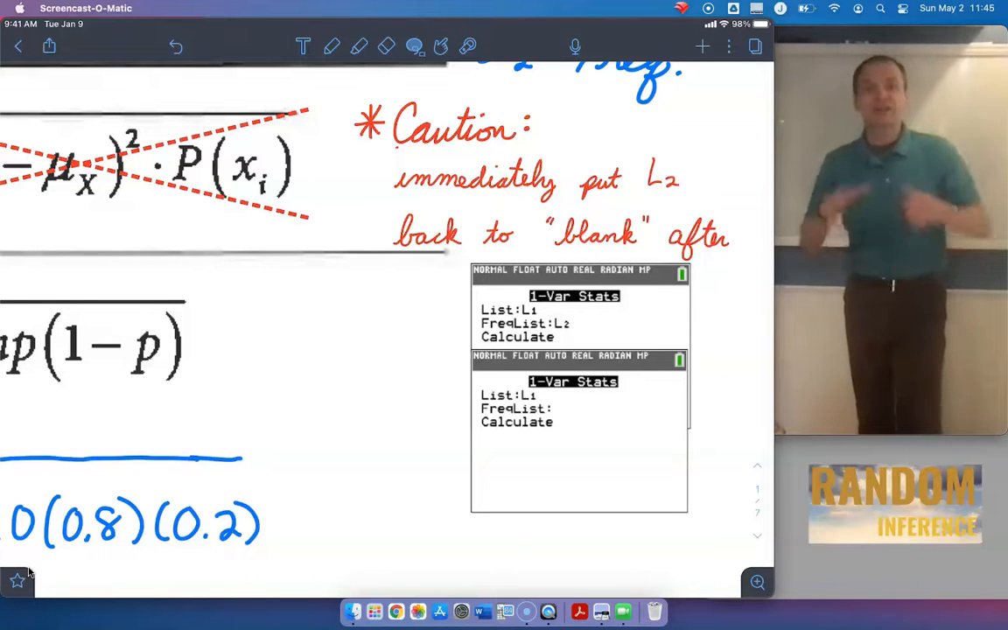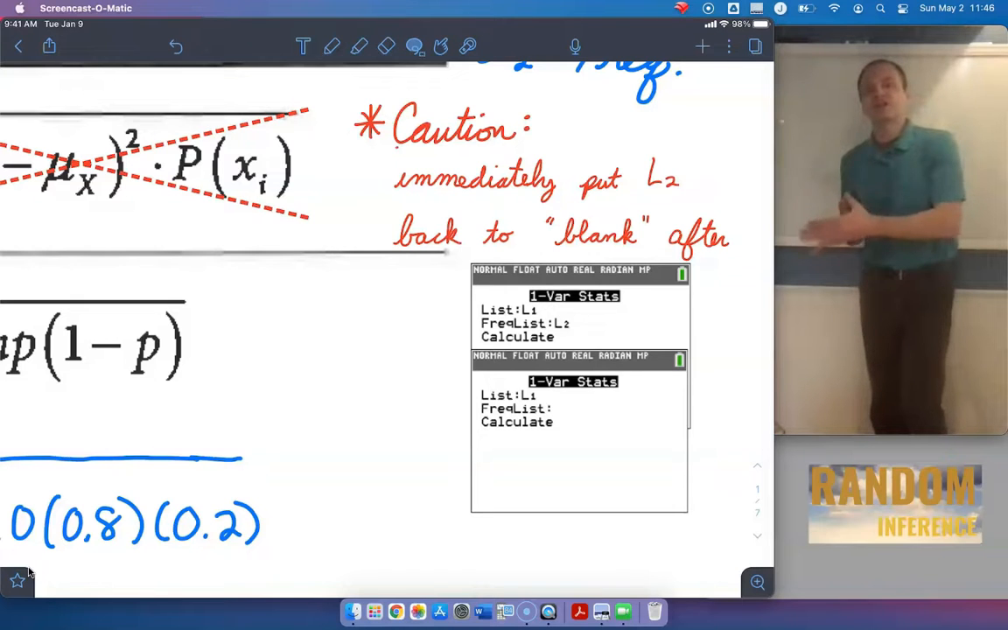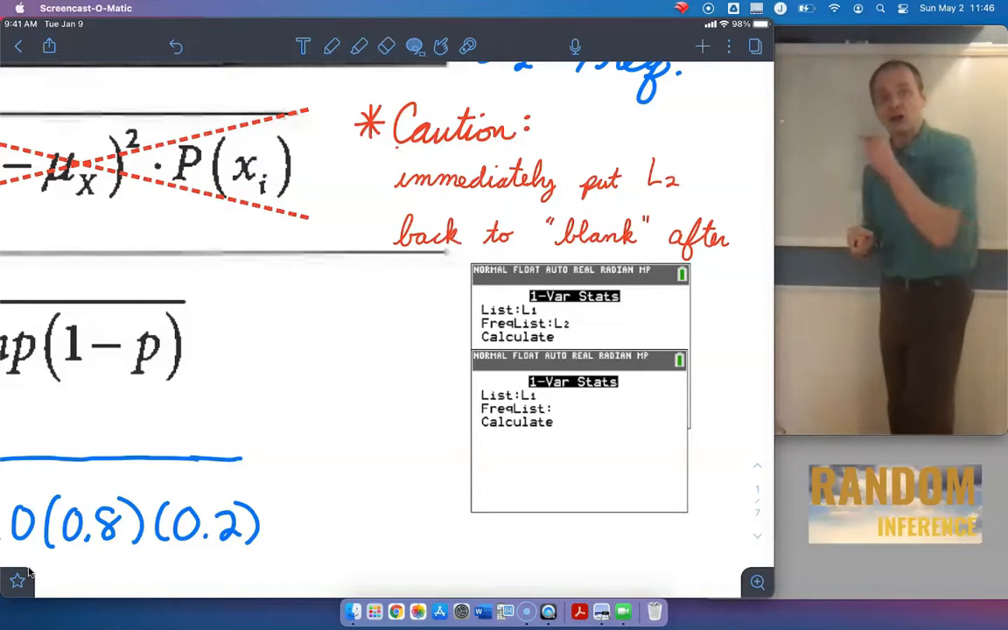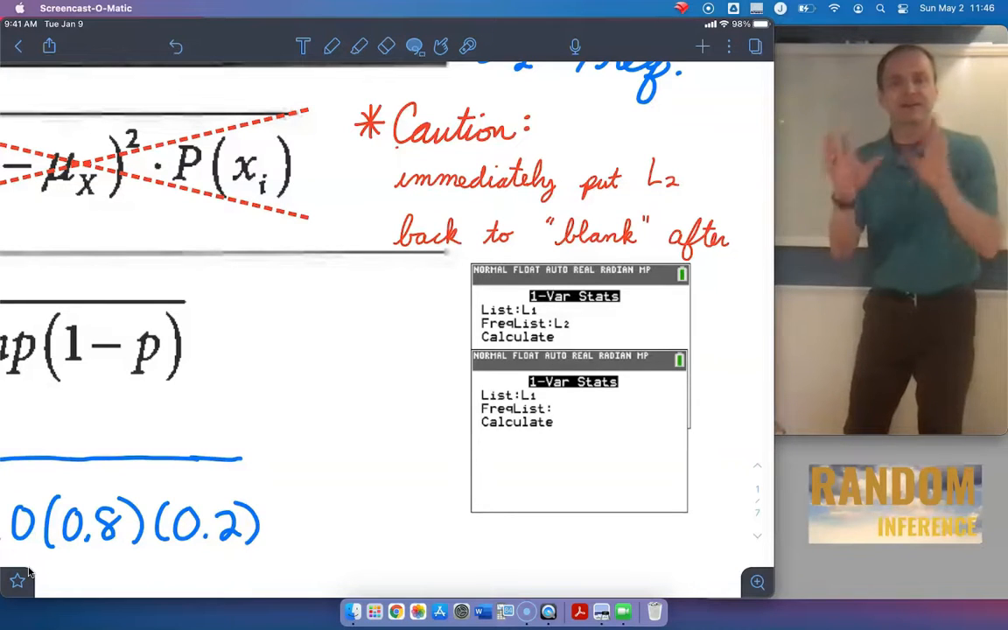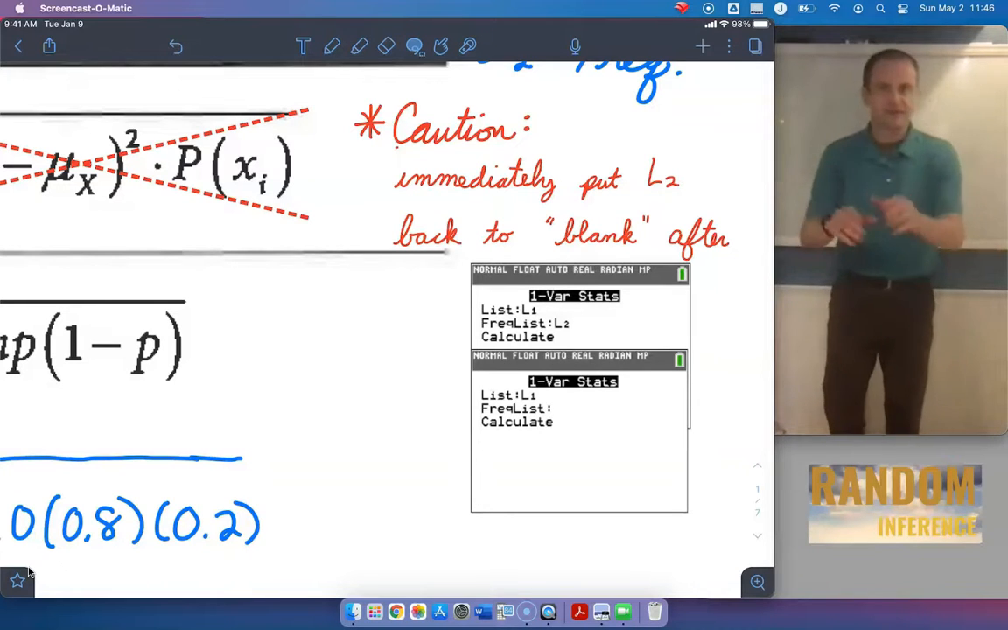So be extremely careful, as if you're going to use your list feature to find the standard deviation of a discrete random variable, immediately afterwards, go back into one variable stats and clear out that frequency list part of it. So that is some advice for you as you're doing that.